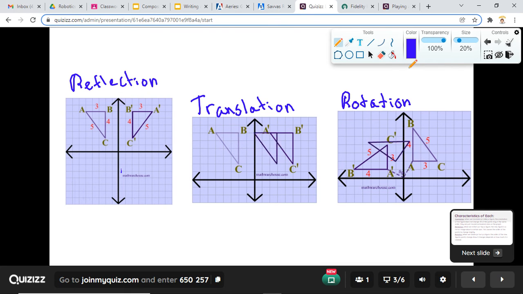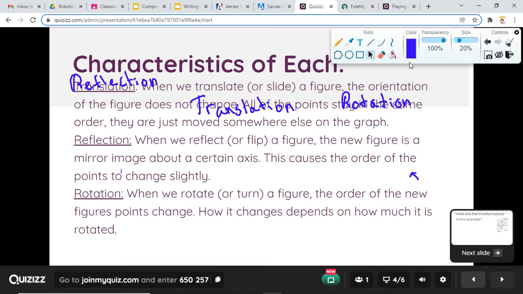So the orientation of our points is changing. You can also tell based off this degree right here. Since we are only making one turn, this would be a 90-degree rotation or a 90-degree turn. All right, so let's talk about a few characteristics of each of our transformations here.